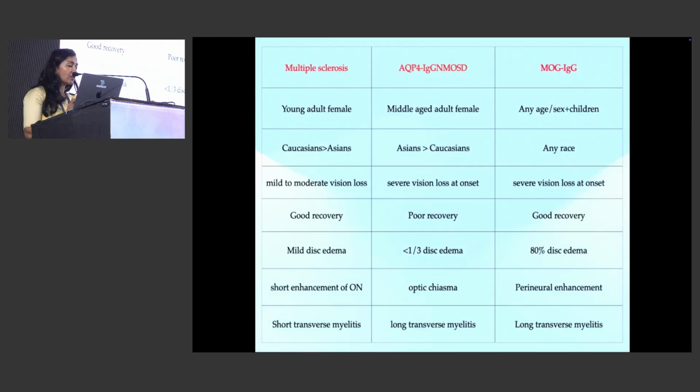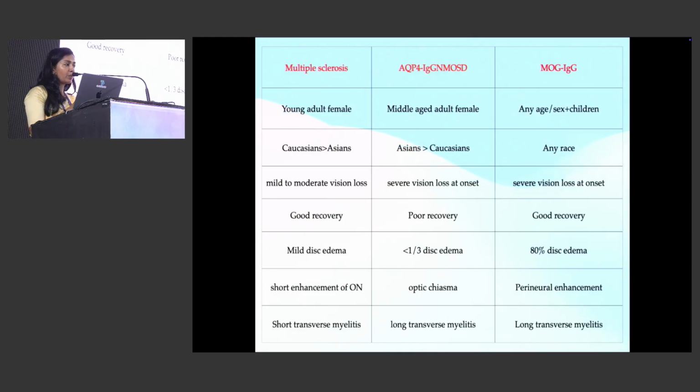As I said, multiple sclerosis is a typical optic neuritis which presents in a young adult female. On the other hand, NMO, middle-aged adult female. MOG can affect any age, any sex, and we are recently seeing this more in children. Multiple sclerosis more in Caucasians, NMO more in Asians, and MOG can affect any race.